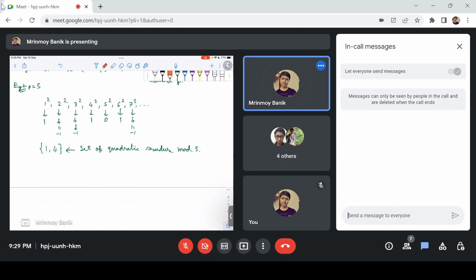First, so claim 1. Let's give this set a name. Let's call this Q5, or QP. Since P is 5 here, we can call it Q5. This is the set of quadratic residues of 5.